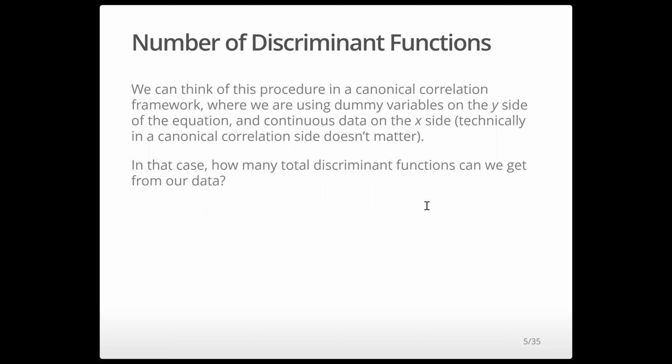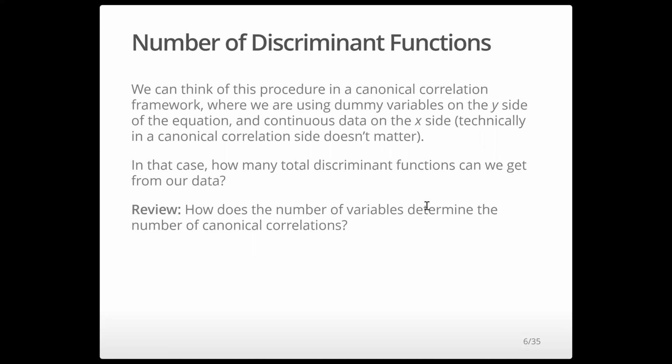We can think of this procedure just like a canonical correlation, where we are using dummy variables on the y side of the equation and continuous data on the x side. And really in canonical correlation, that doesn't matter. That's just the way we can think about it here. So if that's how we're thinking about it, how many different discriminant functions can we get from our data? As a review, how does the number of variables determine the number of canonical correlations? And also, how many dummy variables do we make for a grouping variable when we do an ANOVA in the regression framework?